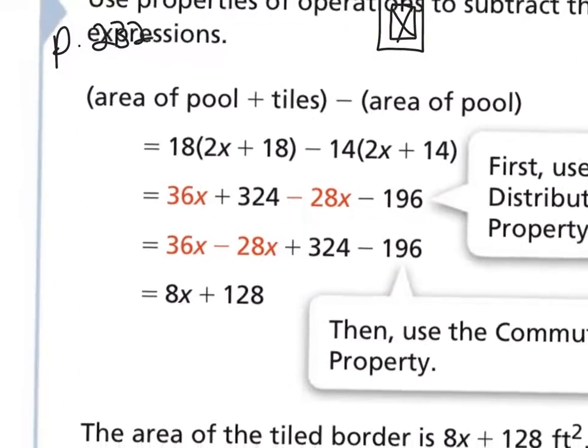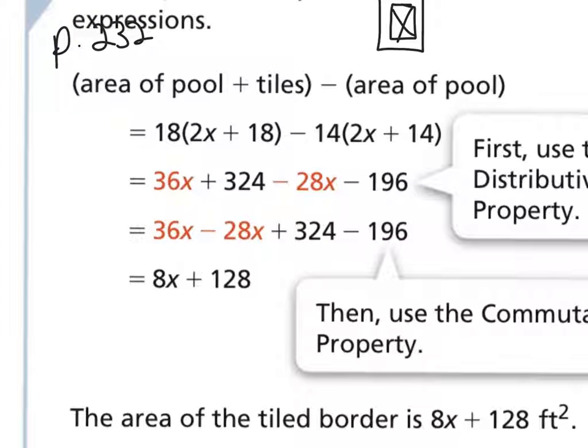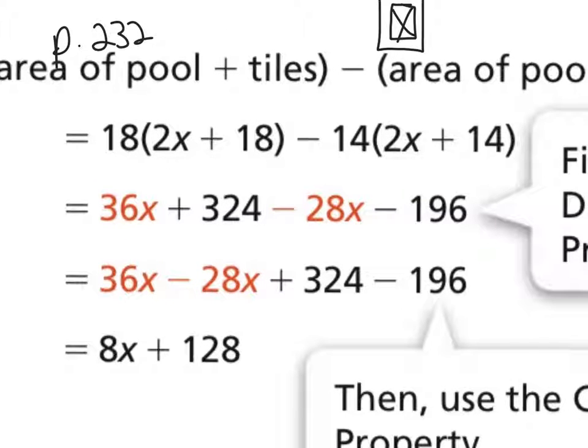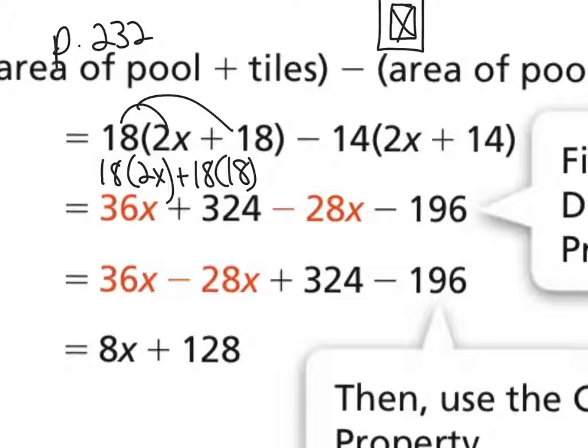So that's what they're doing here. That's the area of the pool plus the tiles, that whole big rectangle, which is 18 times the quantity 2x plus 18. Then we subtract the area of the pool, so we subtract 14 times 2x plus 14. In order to do that, we need to distribute. 18 times 2x is how they got the 36x, and 18 times 18 is how they got the 324.